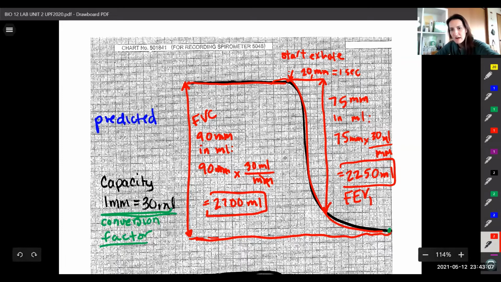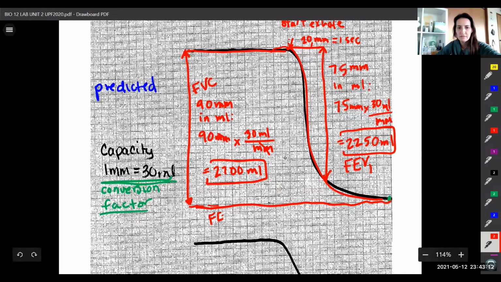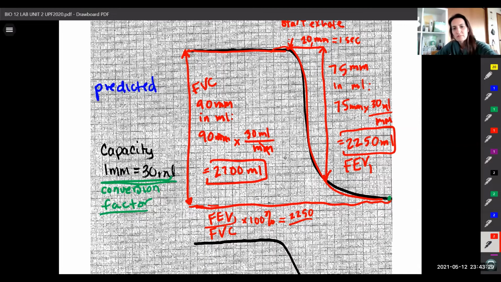And then we just need to divide FEV1 by FVC to get the ratio. FEV1 divided by FVC, and we multiply that by 100% to get a percentage. So 2250 divided by my 2700, multiply that by 100%. And I got 83% here, which is within normal range, greater than 80.